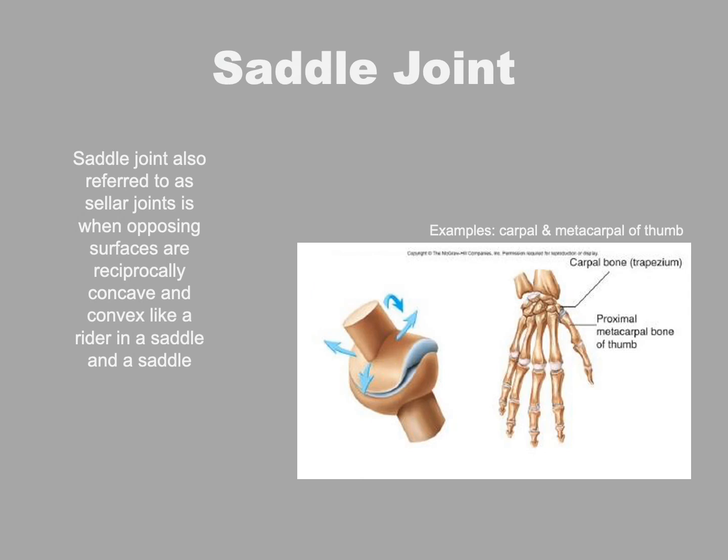And our last example of this would be a saddle joint. A saddle joint, also referred to as a sellar joint, is when opposing surfaces are reciprocally concave and convex, so they fit together like a rider would in a saddle, hence saddle joint. Examples of this are the carpal and metacarpal, where the carpal and metacarpal of the thumb are.